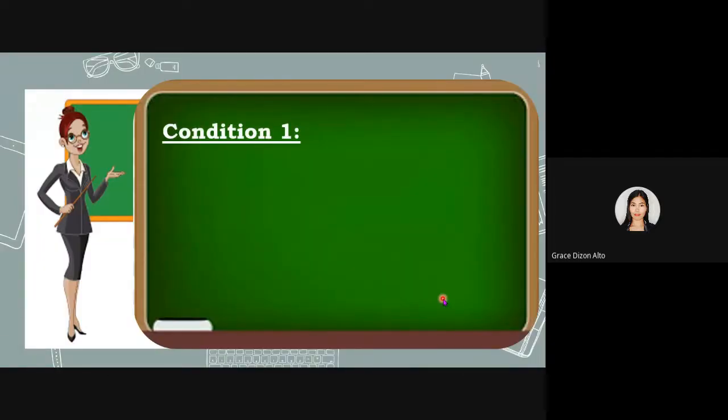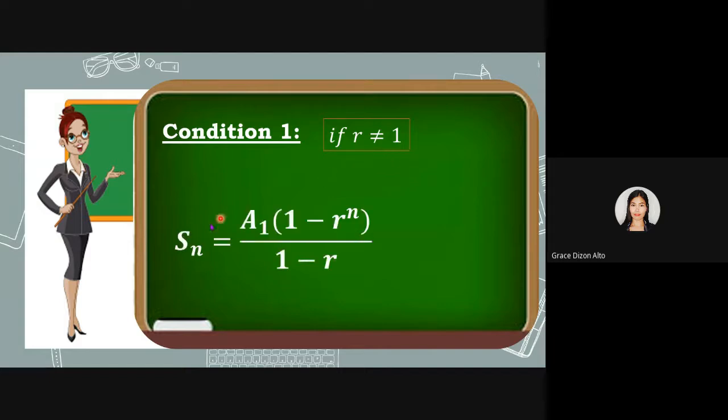So let's recall condition number 1. If r is not equal to 1, we will use the formula S sub n is equal to a sub 1 times the quantity of 1 minus the common ratio raised to n, all over 1 minus r. So we have here the sum of the number of the terms. a sub 1 is the first term, r is the common ratio, and n is the number of terms. So these are the legends of the variables that we use in the formula.